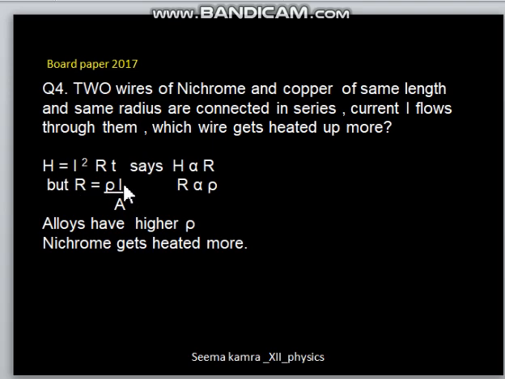Since length is the same and because of the radius, area is also the same, now resistance is proportional to resistivity rho. And remember one point here, whose resistivity is greater? Always the resistivity of alloys is greater. Alloys have higher resistivity, therefore nichrome's resistivity is greater than copper's. You have to remember this point. Okay, so since rho is greater for nichrome, heat is greater for nichrome.